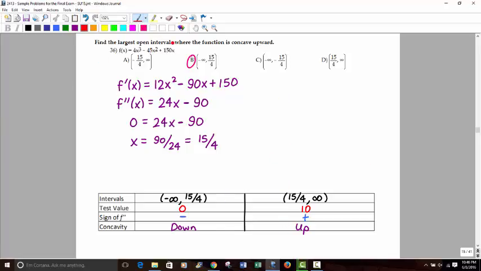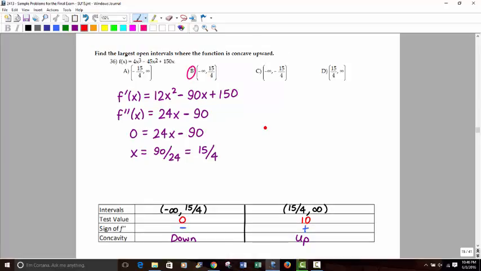But since it's only asking for concave upward, it looks like I made a mistake on circling the correct answer here. I answered concave downward, so it should be answer D. Concave downward would be answer B. So 15/4 to infinity would be your concave up interval.